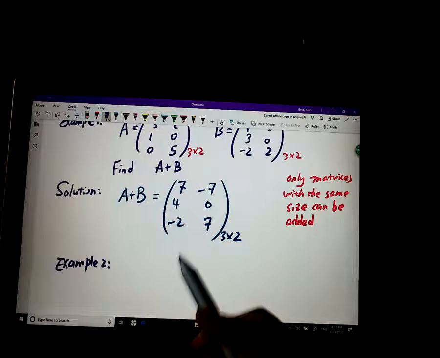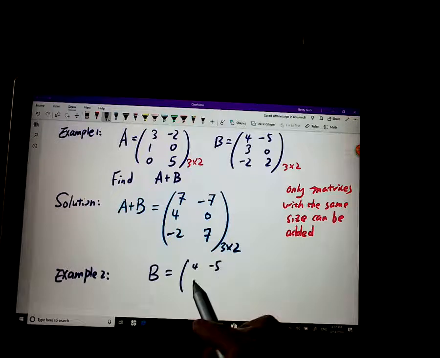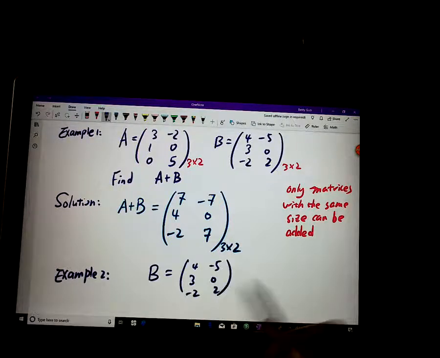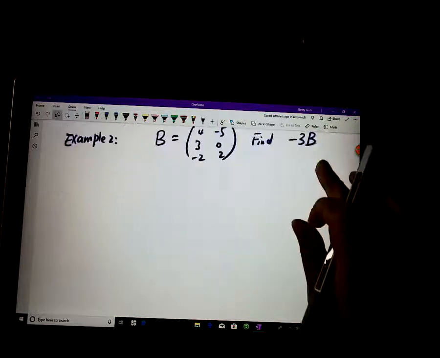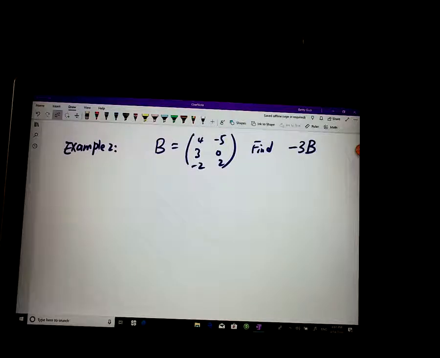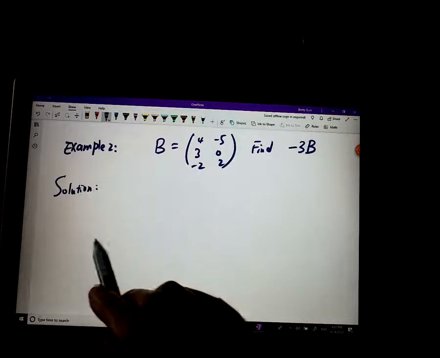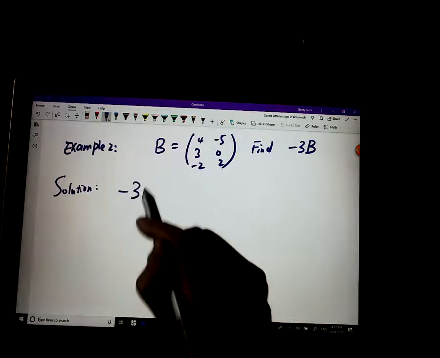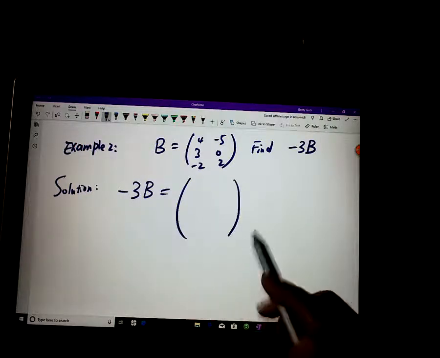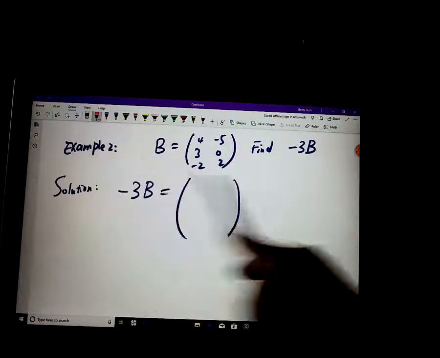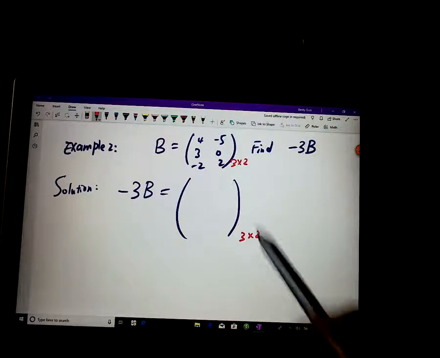Example 2, I'm going to show you how we multiply a matrix by a number. We have a matrix B: 4, -5, 3, 0, -2, 2. We need to find -3 times B. First thing we need to know: a number times a matrix, the result is still a matrix. The size of the matrix remains the same. Because B is 3 by 2, -3 times B is also going to be 3 by 2.